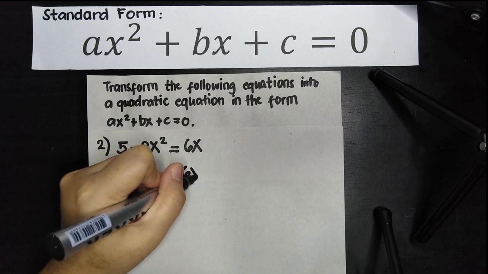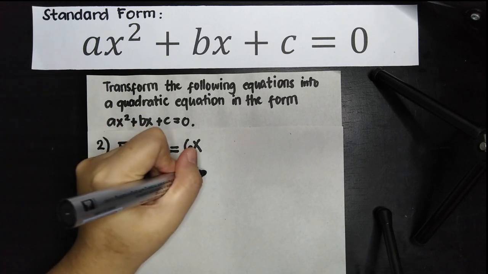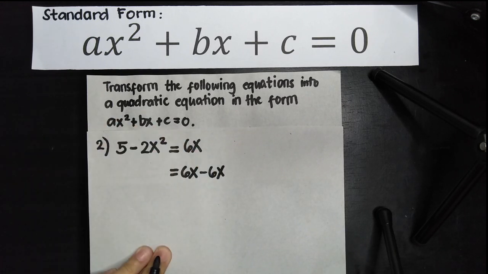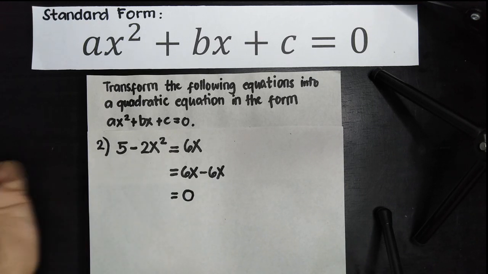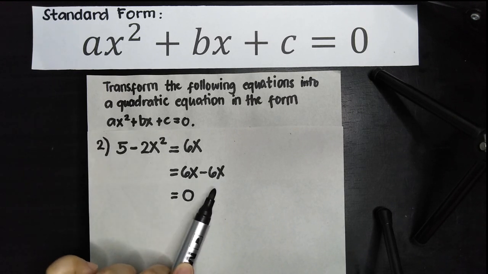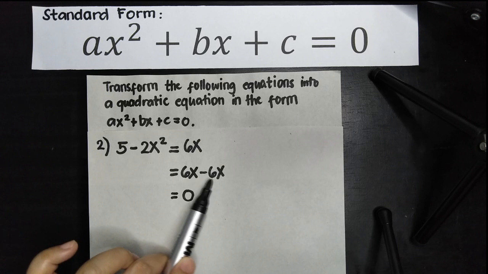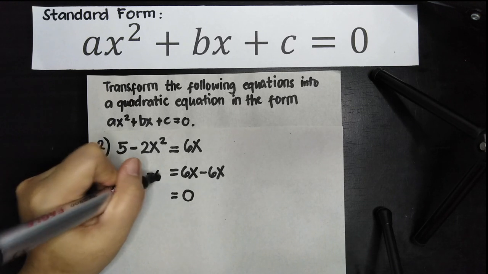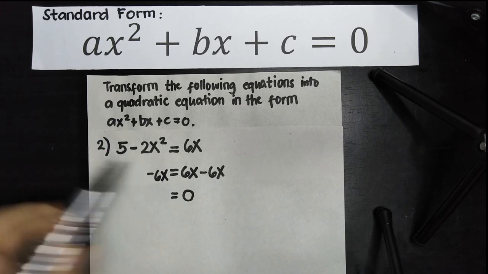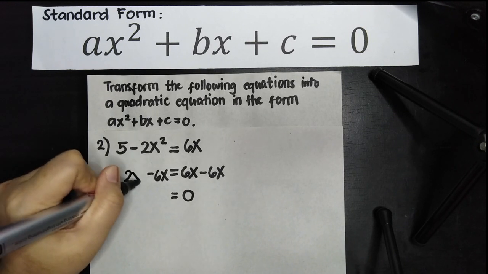So we have 6x. To make this side equal to 0, we are going to subtract 6x. So we have positive 6x minus 6x, that will be 0. Now again, according to addition property of equality, whatever we added on this side, we will also add that to this side. This time, we added negative 6x to this side of the equation. So we are going to subtract 6x to this side and copy the other two terms. 5 minus 2x squared.